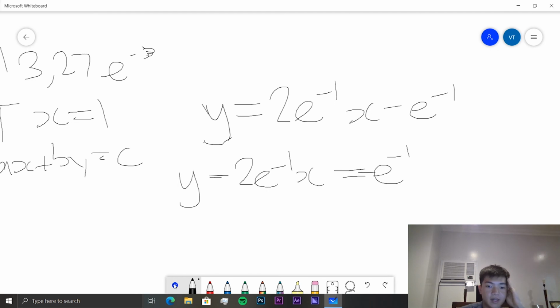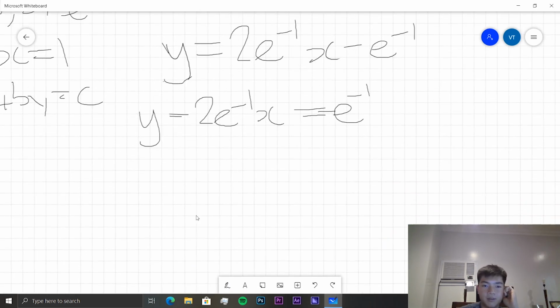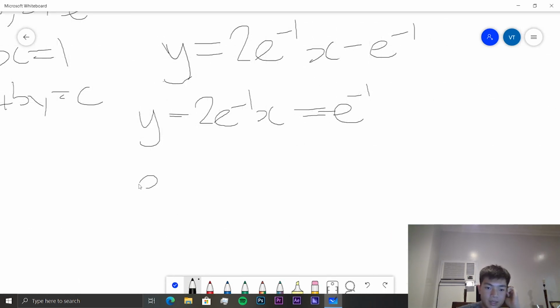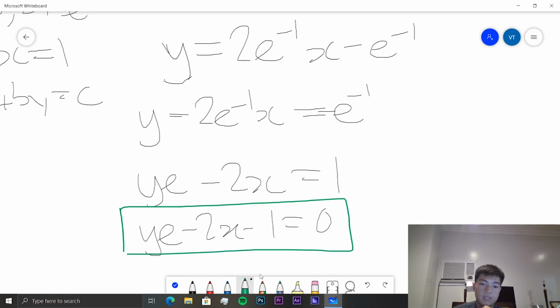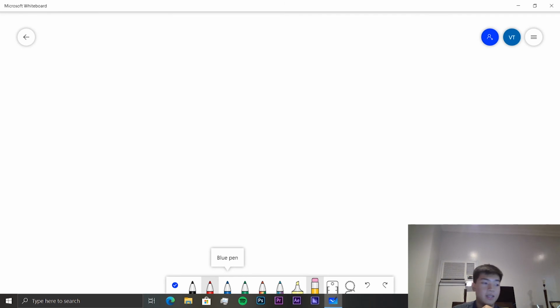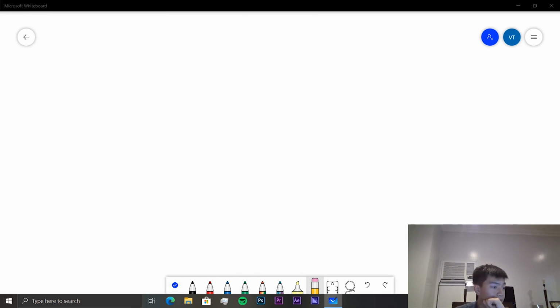Okay, so I guess we could also rearrange it into the form ye minus 2x is equal to 1, which also works. So just multiply everything by e. Or ye minus 2x minus 1 is equal to 0. Okay, and then we need to move on to the, still two more.